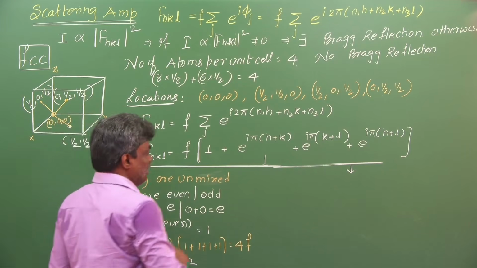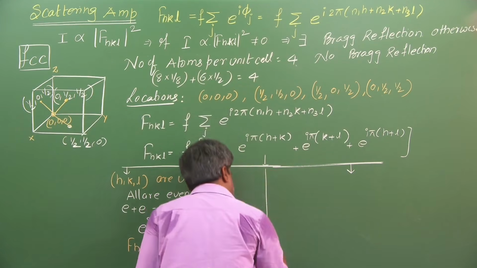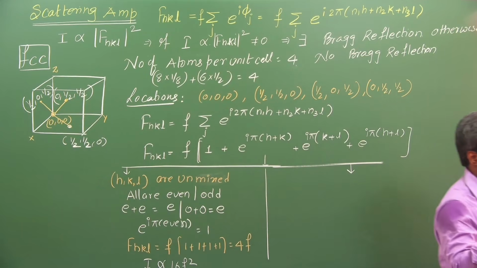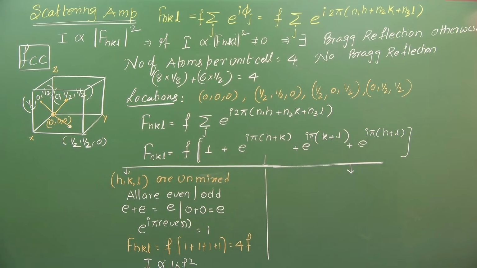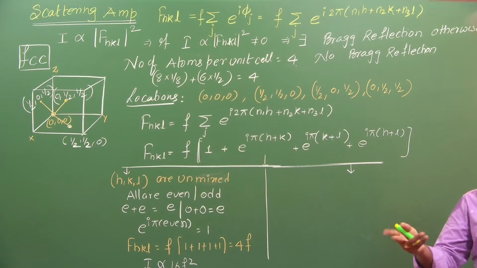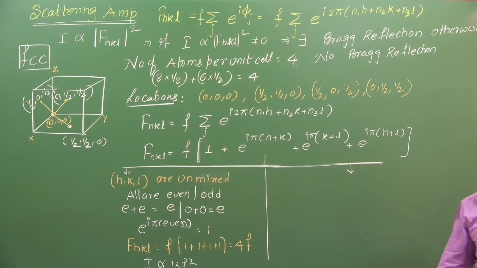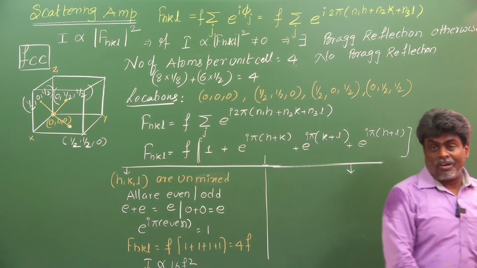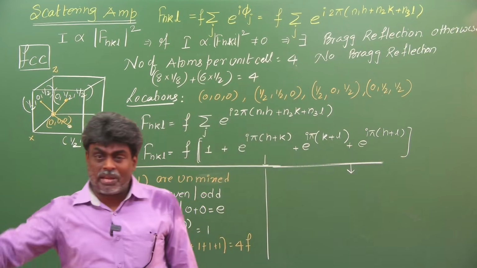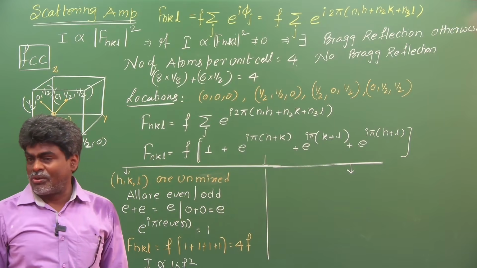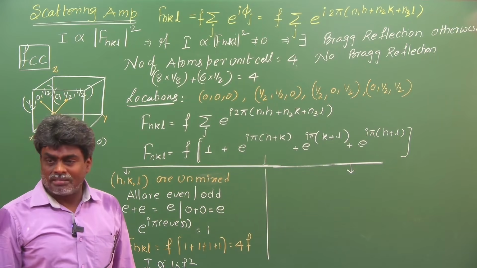Clear? And next come to this. I hope everybody understands. So which planes are Bragg reflected in FCC? h, k, l are unmixed, either all are even or all are odd. 100 plane: in FCC does the 100 plane get Bragg reflection or not? Why? 100, 200. Yes, 100 plane is not Bragg reflected, but the 200 plane is Bragg reflected. 110, no. 111.